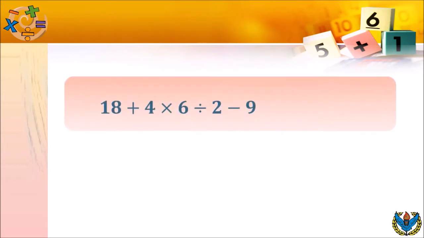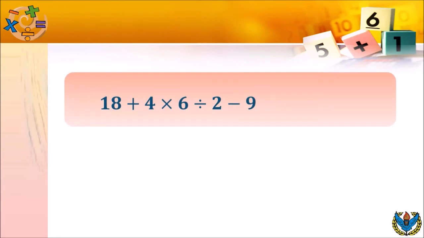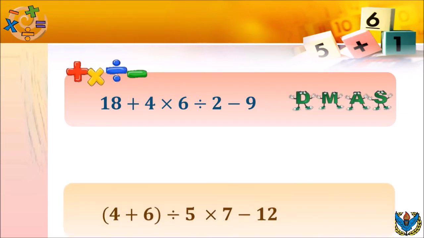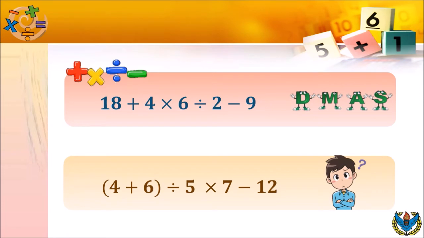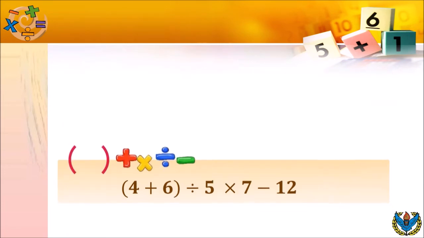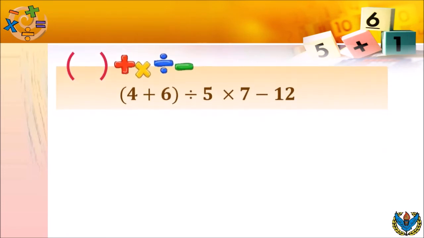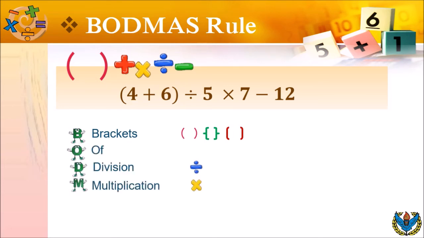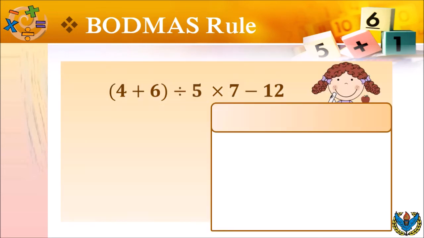Now you have understood well that a mathematical problem which involves multiple operations can be solved by the DMAS rule. But how do we solve a problem with brackets and multiple operations? Let's learn about it. To solve such problems, we use the BODMAS rule. Here B stands for brackets, O for of, D for division, M for multiplication, A for addition, and S for subtraction.